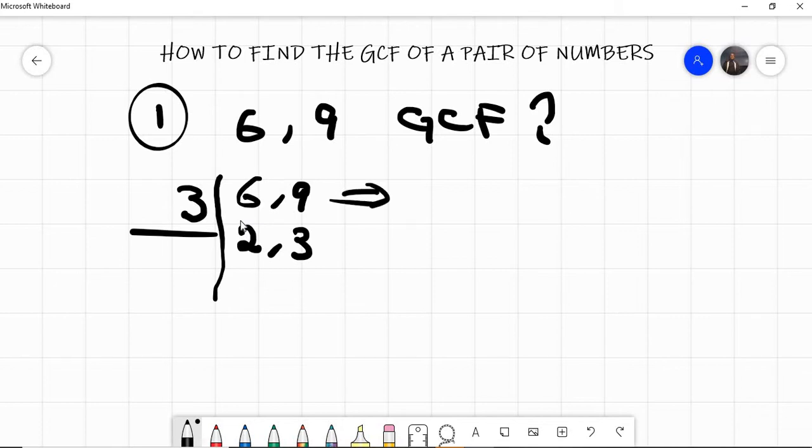So the GCF is 3. That's the highest number they can share. If we continue, we can find the lowest common multiple, the LCM, but today we're learning only the GCF, the highest number both can share.